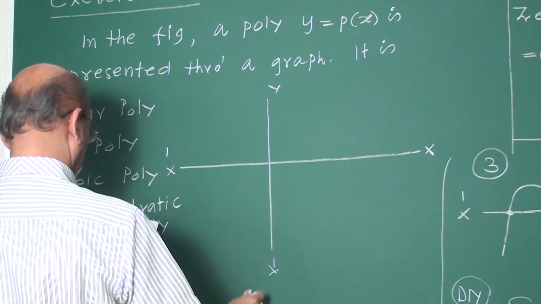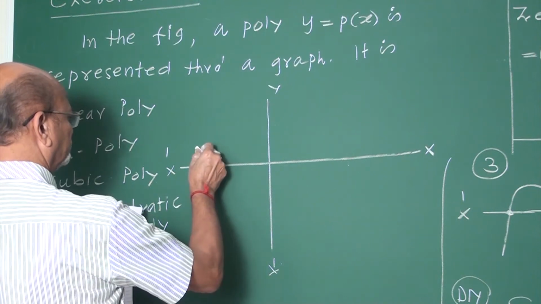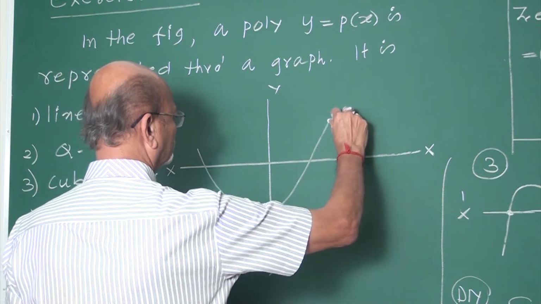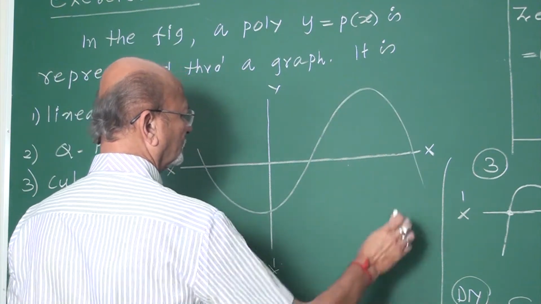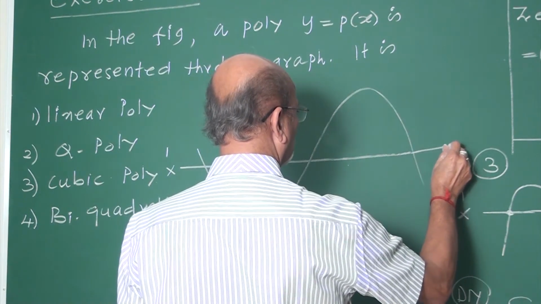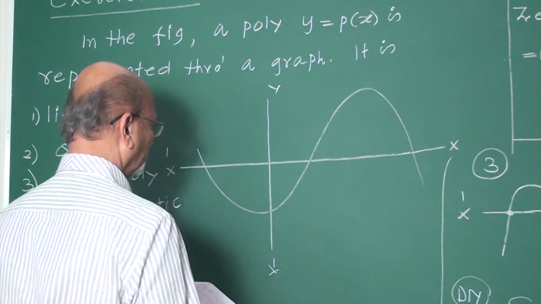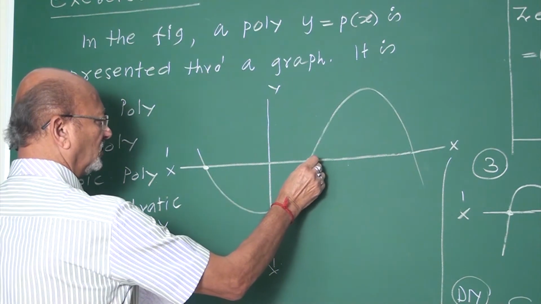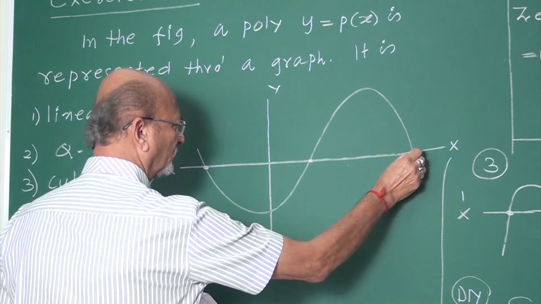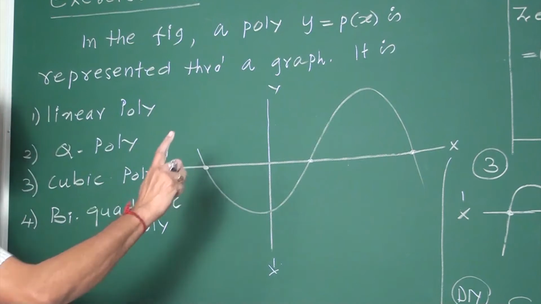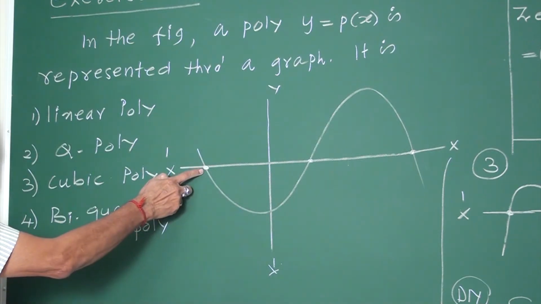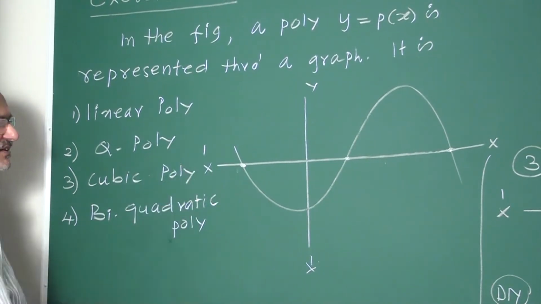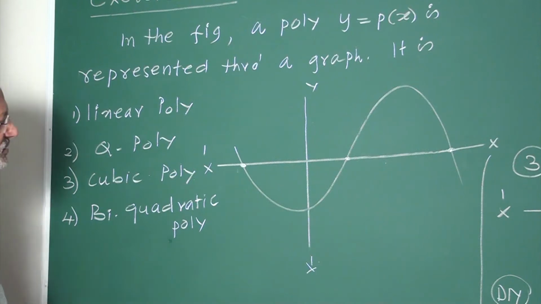This is the x-axis, this is the y-axis, this is the graph. Yes, my friends, it cuts at how many points? I told you your concentration must be on the horizontal line. You look only at the points of intersection of a graph with the x-axis. See, my friends, how many points?